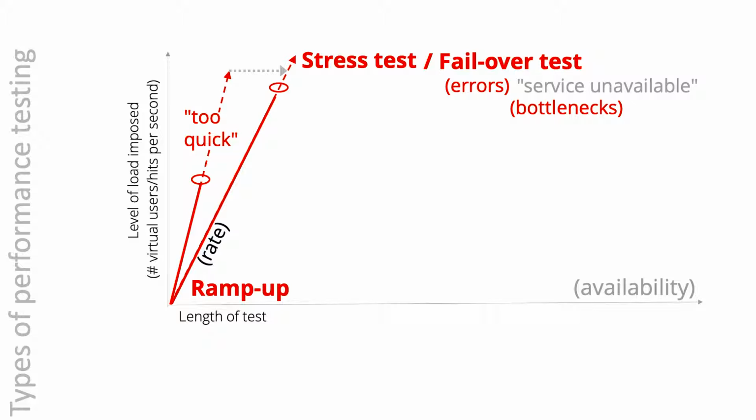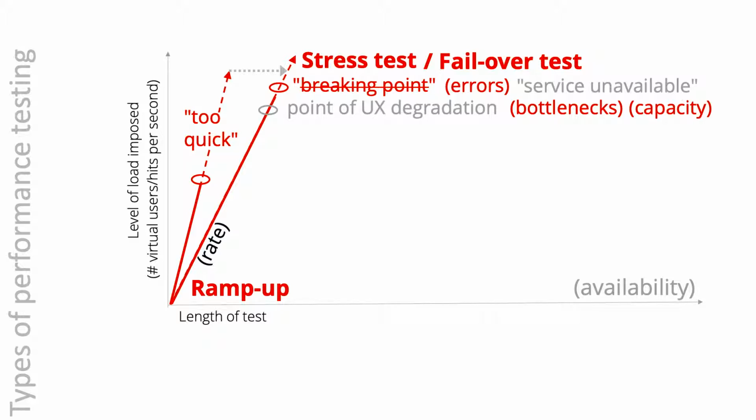The point we want to find is not the server's breaking point, but right before user experience degradation occurring, when response time begins to suffer due to load. That is the true capacity of the system under test. From that capacity level, we add lead time to calculate the threshold when we request additional capacity.